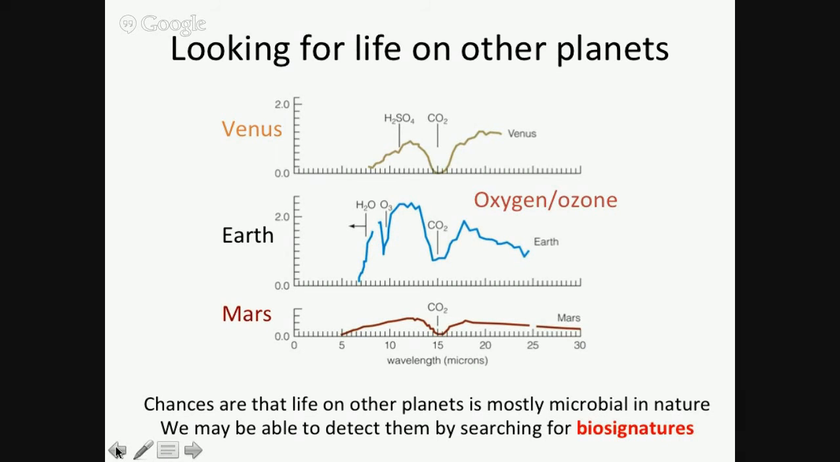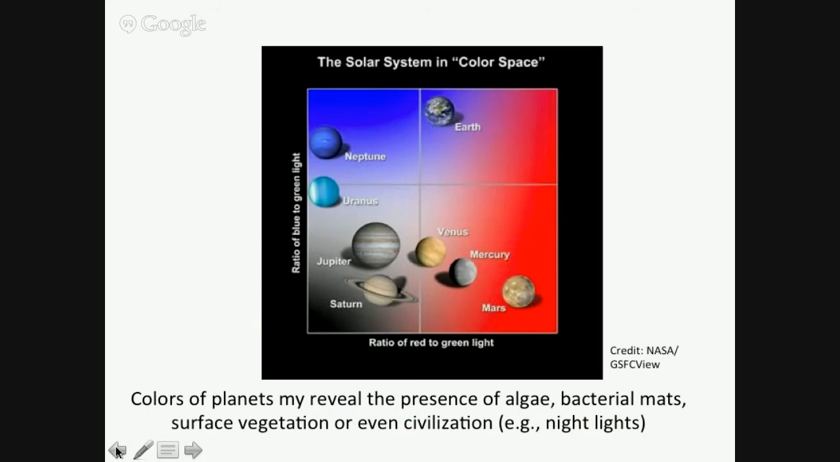And again, we're starting to be able to do that now with the technology we have. Even if you don't look at spectroscopy, you can also just look at the colors of planets. A very, very simple snapshot picture of a planet might tell us something about whether life is on it. This is just an infographic, but it shows the ratio of red to green light on the bottom axis and blue to green light on the vertical axis.